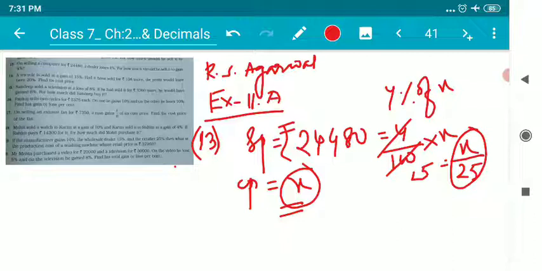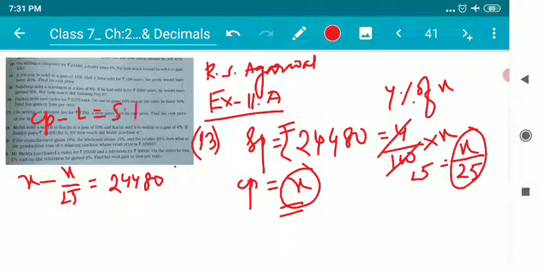So simply, children, I can say the cost price minus the loss amount, X by 25, is equal to the selling price. The selling price is 24,480. Children, why are we doing this? We are actually trying to find the cost price of the computer. As we all know, cost price minus loss is equal to selling price, SP. The same rule can be applied for profit: cost price plus profit is equal to the selling price. As we have made a loss, that is why we are using minus over here.